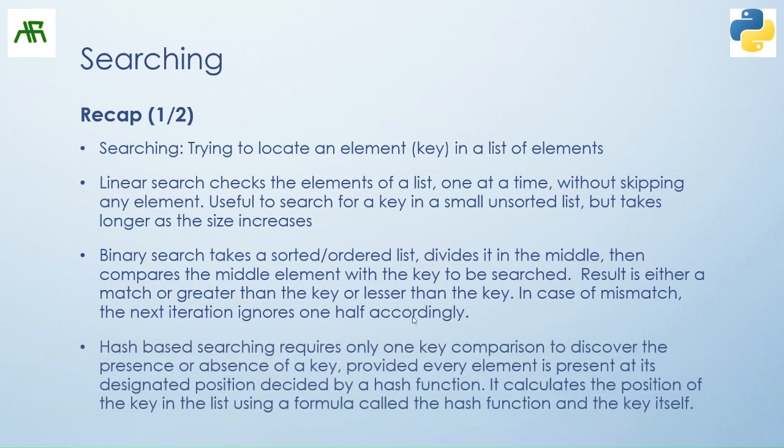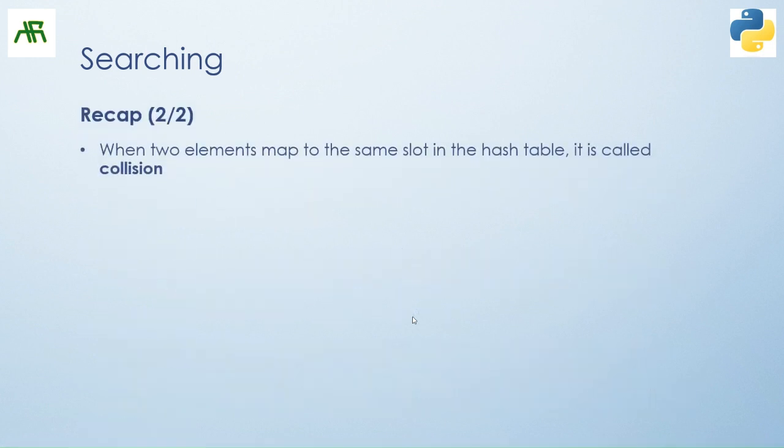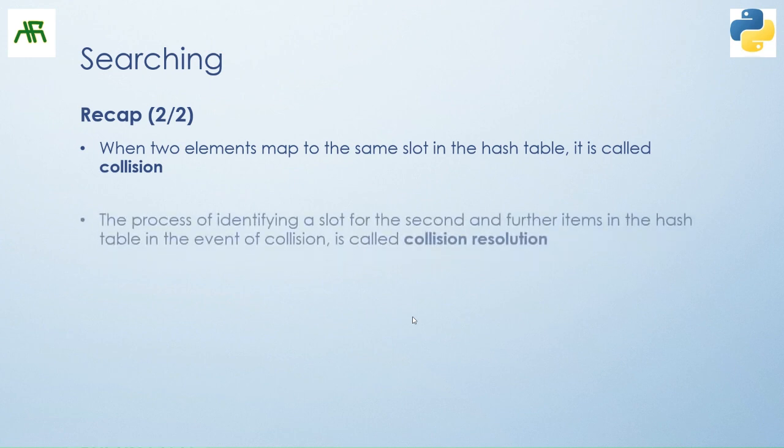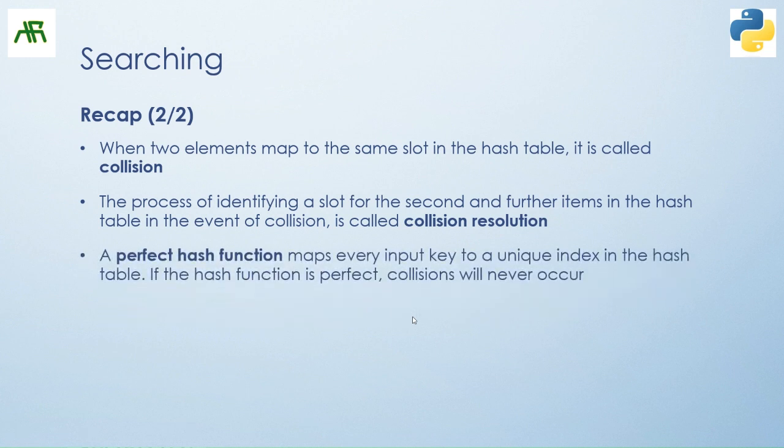Hash-based searching requires only one key comparison to discover the presence or absence of a key, provided every element is present at its designated position decided by a hash function. When two elements map to the same slot in the hash table, it's called collision. The process of identifying a slot for the second and further items in the hash table in the event of a collision is called collision resolution. A perfect hash function maps every input key to a unique index in the hash table. In this case, there will never be a collision.